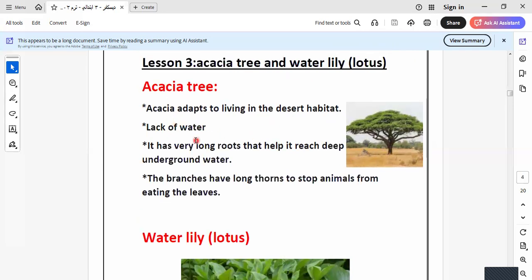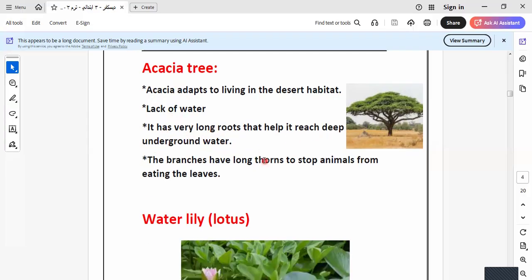Okay, acacia tree. What is the acacia tree, and what are the features of this tree? Acacia tree adapts to living in desert habitat. So the acacia tree lives in what? In desert habitat. Lack of water. It has long roots. Why long roots? To reach deep underground water. So these long roots help us to reach deep underground water.